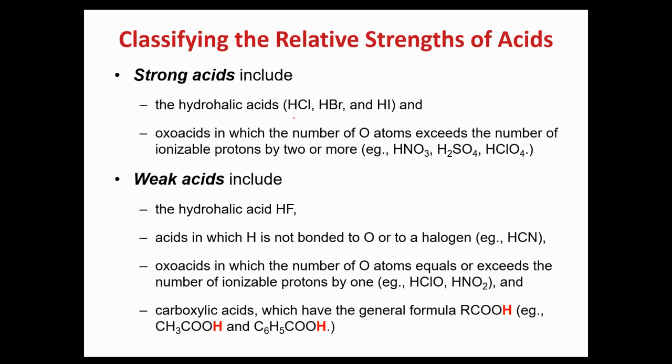Our strong acids will include hydrochloric, hydrobromic, hydroiodic, nitric, sulfuric, and perchloric. Some textbooks also include HClO3.